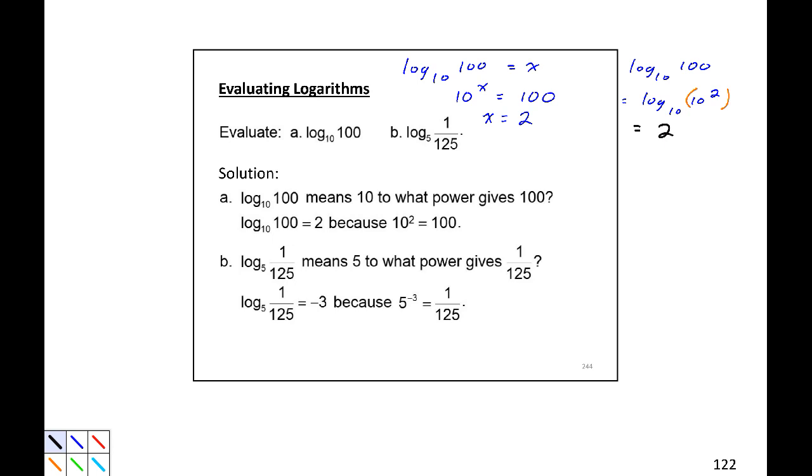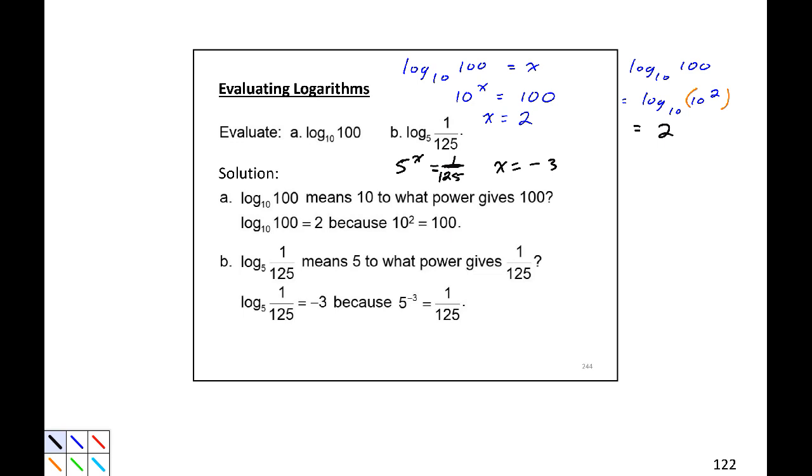Log base 5 of 1/125th. Again, we could first write the equation. 5 to what power is equal to 1/125th? And because we have a reciprocal here, that's going to be a negative exponent, so x is equal to negative, and 5 to the third power would be 125, so that would be x equals negative 3. That's one way to reason it.